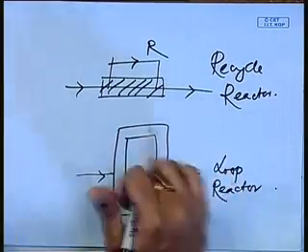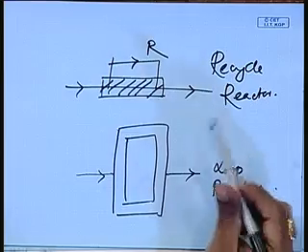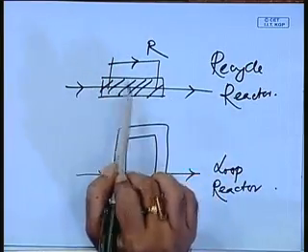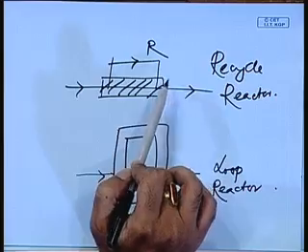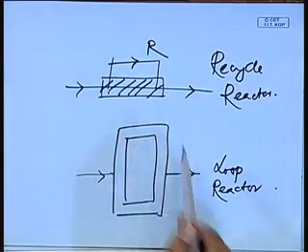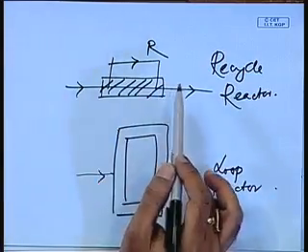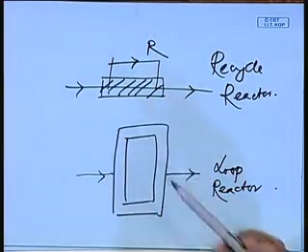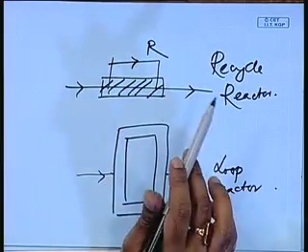The similarity is that things are being recycled in both cases, but in a recycle reactor, the reactor is one straight thing, and there is a little recycle going out. In the loop reactor, the reactor itself is a recycle. So, what is the major difference? In the recycle reactor, only a small fraction is being recycled. Here in the loop reactor, a large fraction is being recycled.